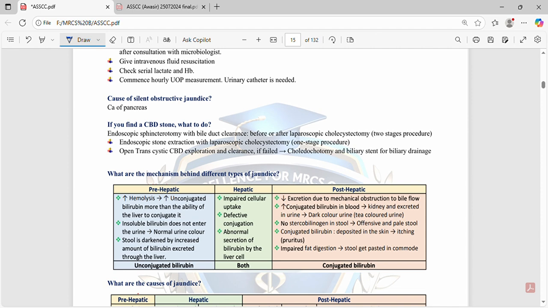Endoscopic sphincterotomy and bile duct clearance before or after laparoscopic cholecystectomy is a two-stage procedure. Endoscopic stone extraction with laparoscopic cholecystectomy is a one-step procedure. Open transcystic CBD exploration can also be done for clearance, and if that fails, choledochotomy and biliary stent for biliary drainage.